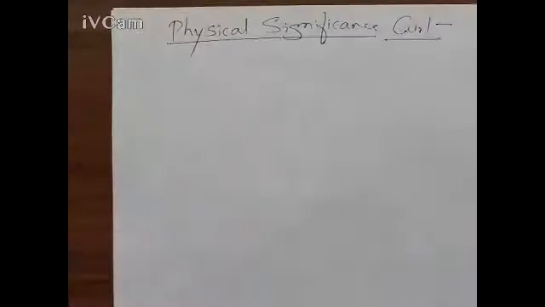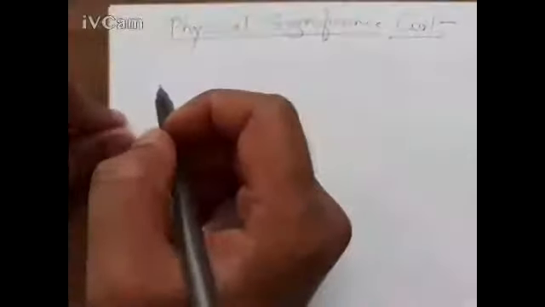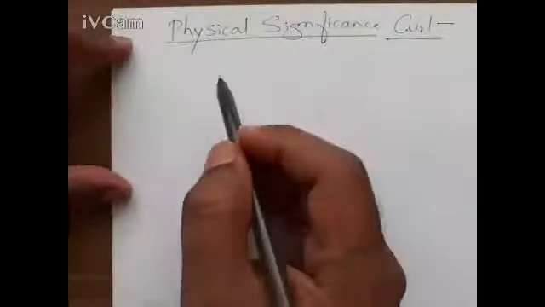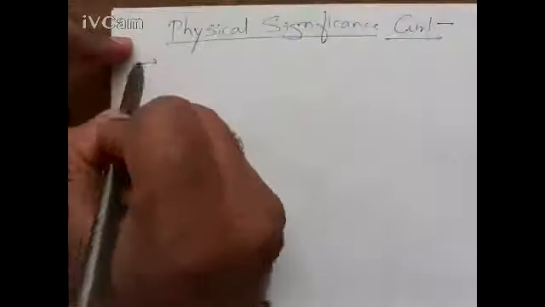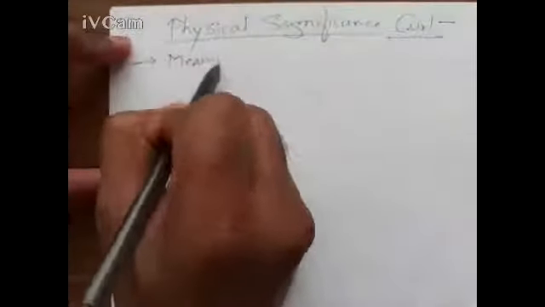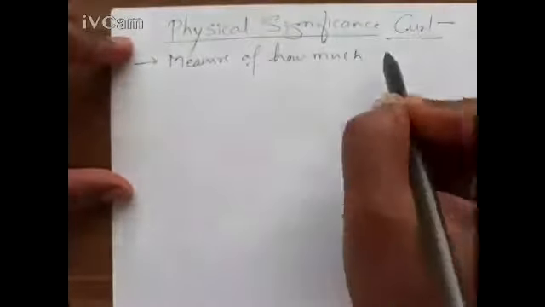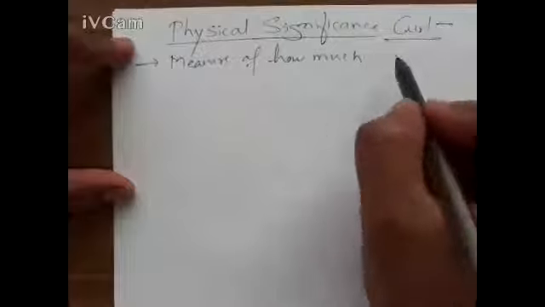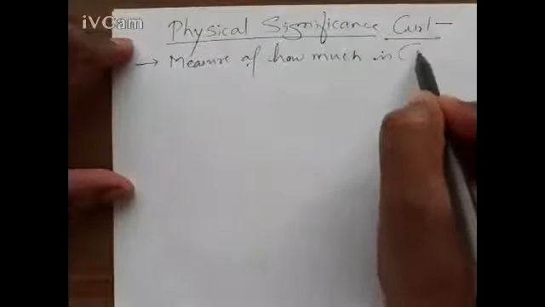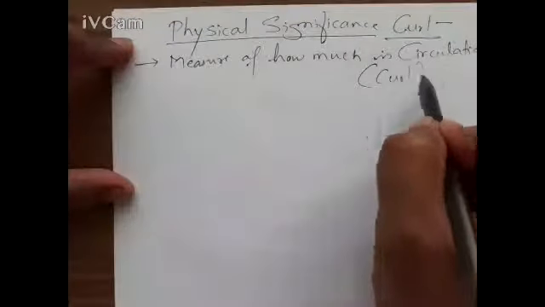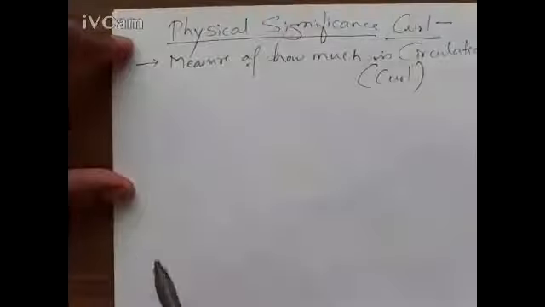Now the physical significance of the curl of a vector. What is the significance? What does it say, and why do we have to learn this? Because it is a measure of how much it is circulating, how much is the circulation, or how much is the curl.